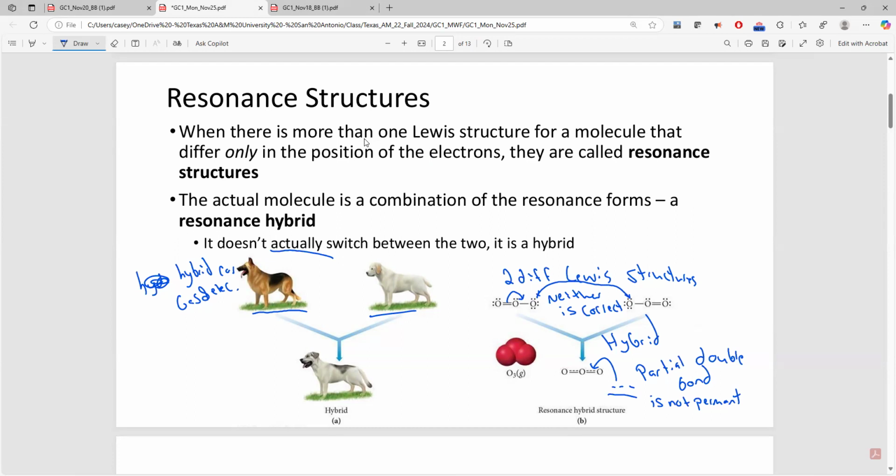In reality, this is more like a 1.5 bond, right? It's not a single bond, it's not a double bond, but it's between the two because you have these resonance structures. And so when we look at the real Lewis structure, we have to consider any resonance structures we can have and say, okay, well, it's a mixture of the two. That's what's really going on there.